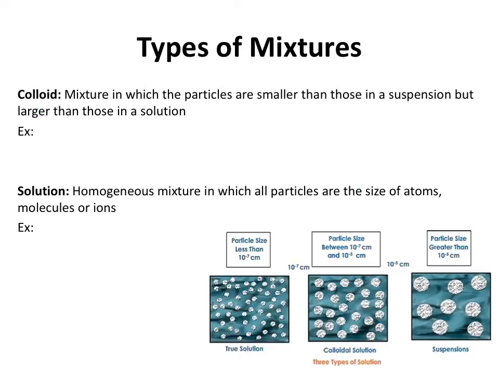The next we have is a colloid. A colloid is a mixture in which the particles are smaller than those in a suspension, but larger than those in a solution. And a colloid will exhibit the Tyndall effect. And the Tyndall effect is the fact that light will scatter when it hits particles of a certain size.